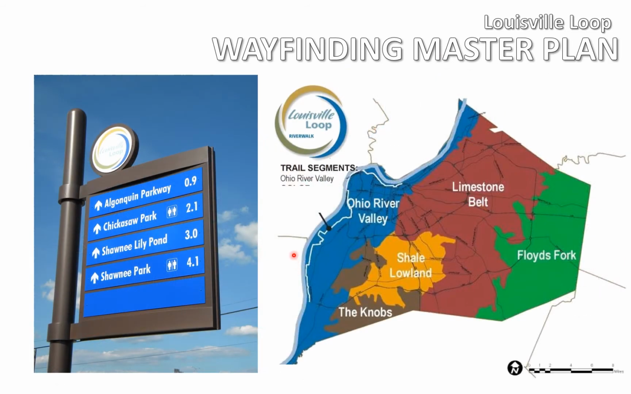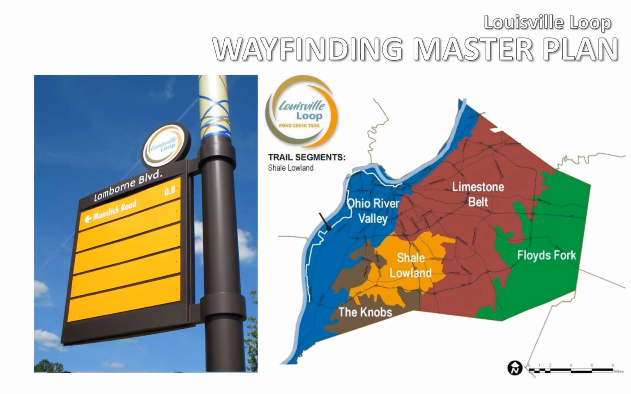So for example, the existing trails along the Ohio River Valley corridor have the blue signs, and that's what this color represents here on the side. It's an education tool for people on the loop to know which region they are in. And the lowlands are represented in yellow. So the trailhead signs and the identification signs have this yellow part of it.